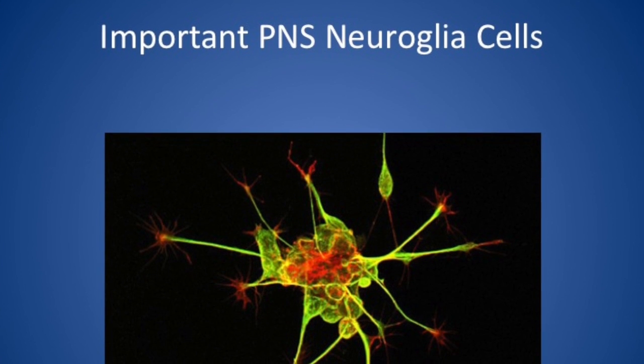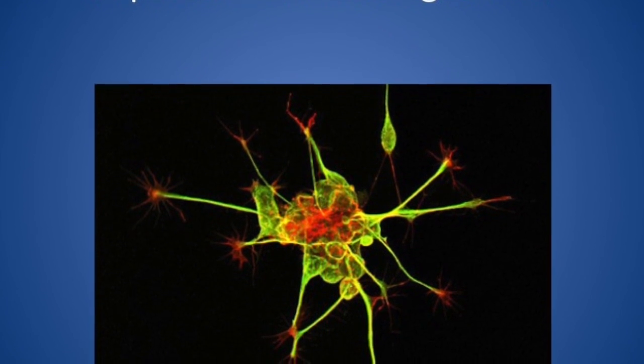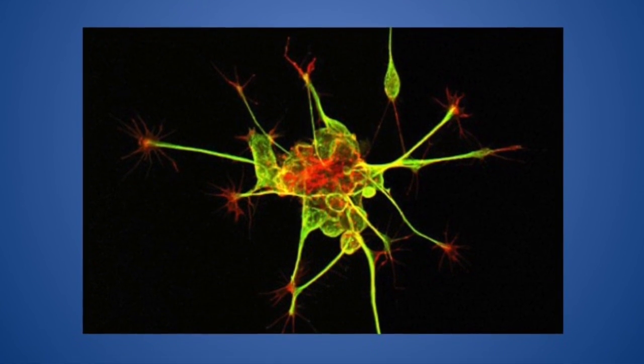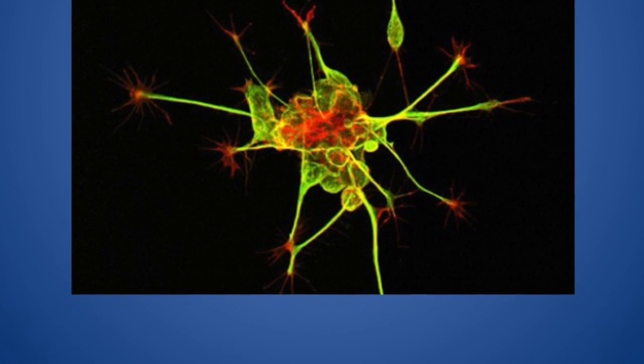Important PNS neuroglia cells include Schwann cells, which form myelin, an insulating layer around a nerve that allows nerve impulses to move more quickly, and satellite cells, which protect cell bodies and ganglia and regulate nutrients.